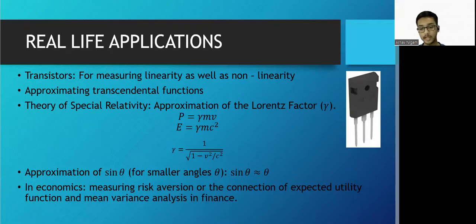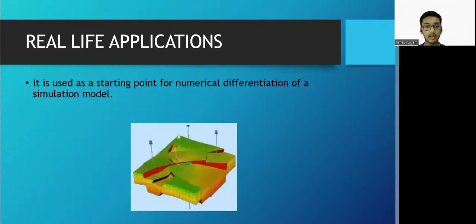For approximations of sine theta for small angles, where theta is in radians, we can approximate sine theta as approximately equal to theta. In economics, we can measure risk aversion or the connection of expected utility functions and mean variance analysis in finance. It is also used as a starting point for numerical differentiation in simulation models. So this was all about the real life applications of the Taylor Maclaurin series and a little bit of introduction about them.